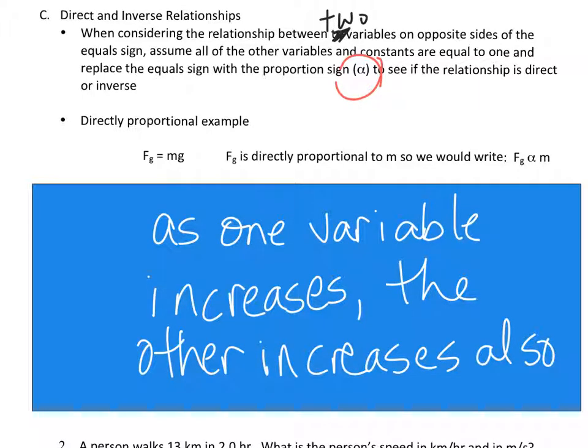So if I, in this case, were to look at a mass, if my mass increased, my force of gravity would increase as well. And it works the opposite way also. If one variable decreases, the other one decreases. So directly proportional means my two quantities are going to behave in the same manner.